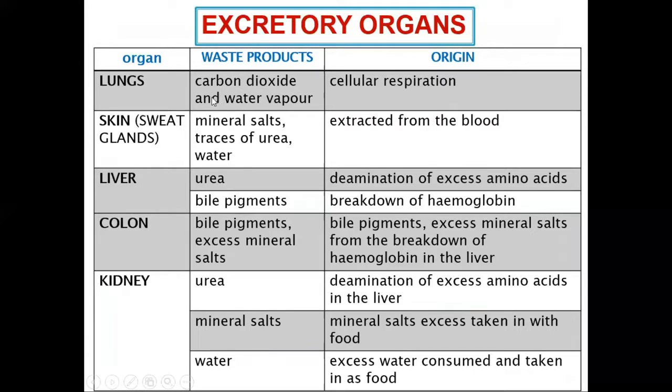Carbon dioxide is an excretory product because when you break down glucose to produce energy, carbon dioxide is produced. Carbon dioxide becomes an excretory waste. That's why we say its source is cellular respiration. Then you have the skin, which excretes mineral salts and traces of ammonia. That's why when you taste your sweat, it is salty. Why? Because of the salts which are being removed from there.